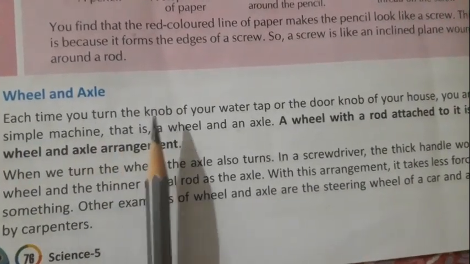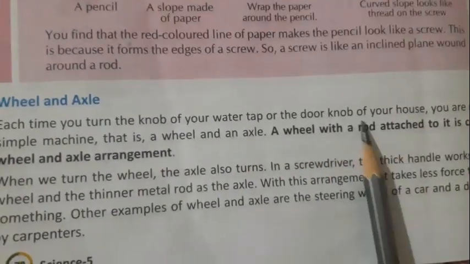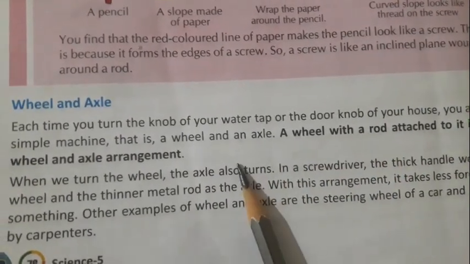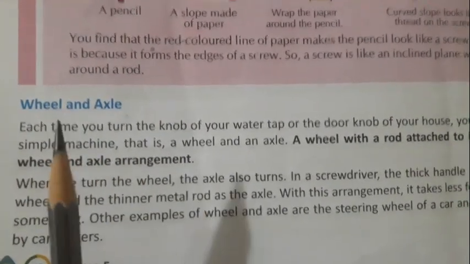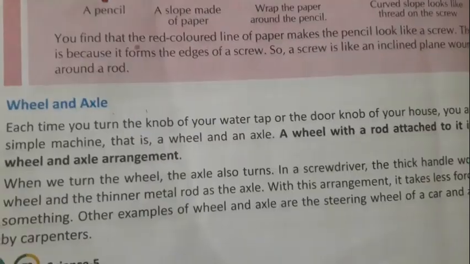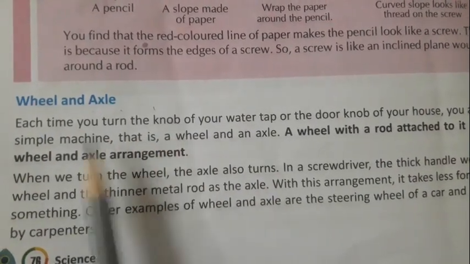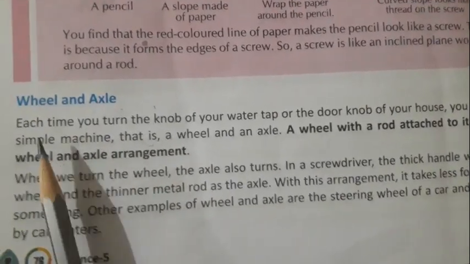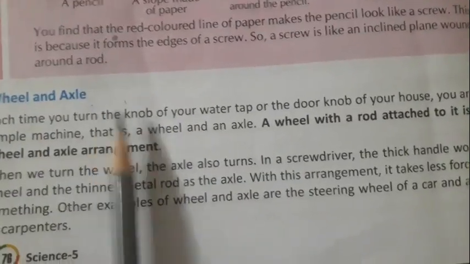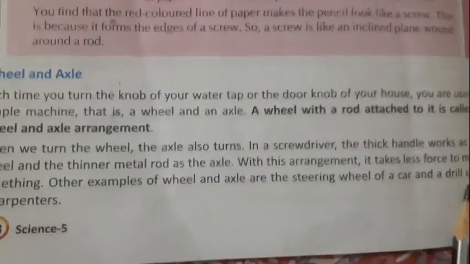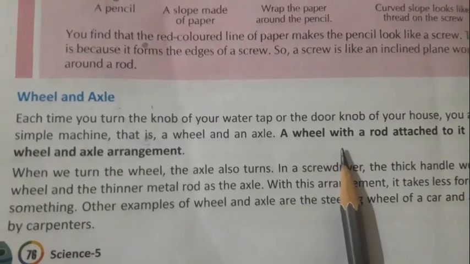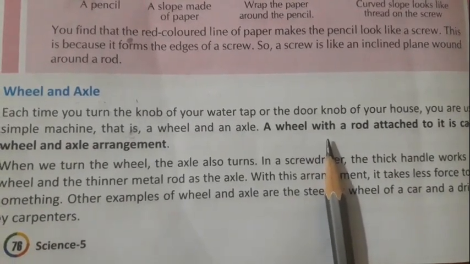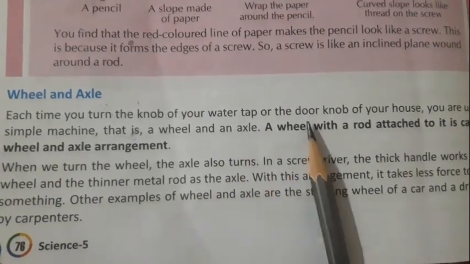It is mostly used in the knob of the water tap, or also in the house we use the wheel and axle arrangement. We can also see this in the steering of the car. Wheel and axle arrangement is also used in a windlass. It is also used in the steering wheel of the car, and drill machines use the wheel and axle. Now you have seen during the fun fair the giant wheel. A giant wheel is an example of wheel and axle.